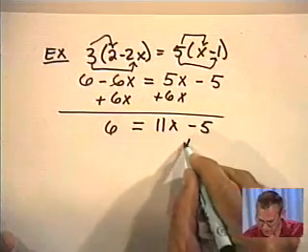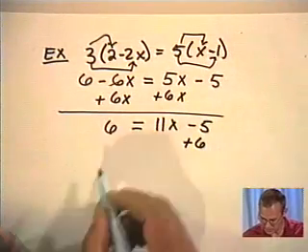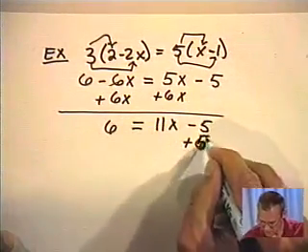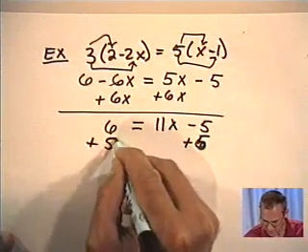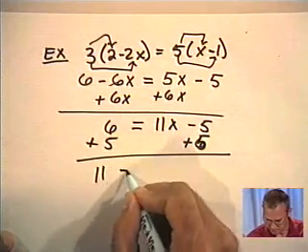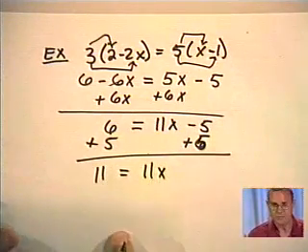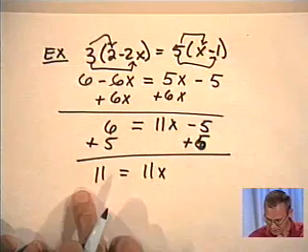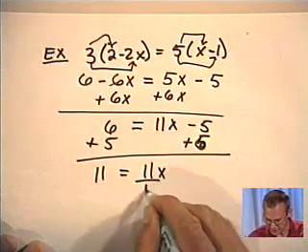And now I want to get the x all by itself. So I'll add 5 to both sides to get rid of that negative 5. And finally, to find our x value, I'll divide by 11.